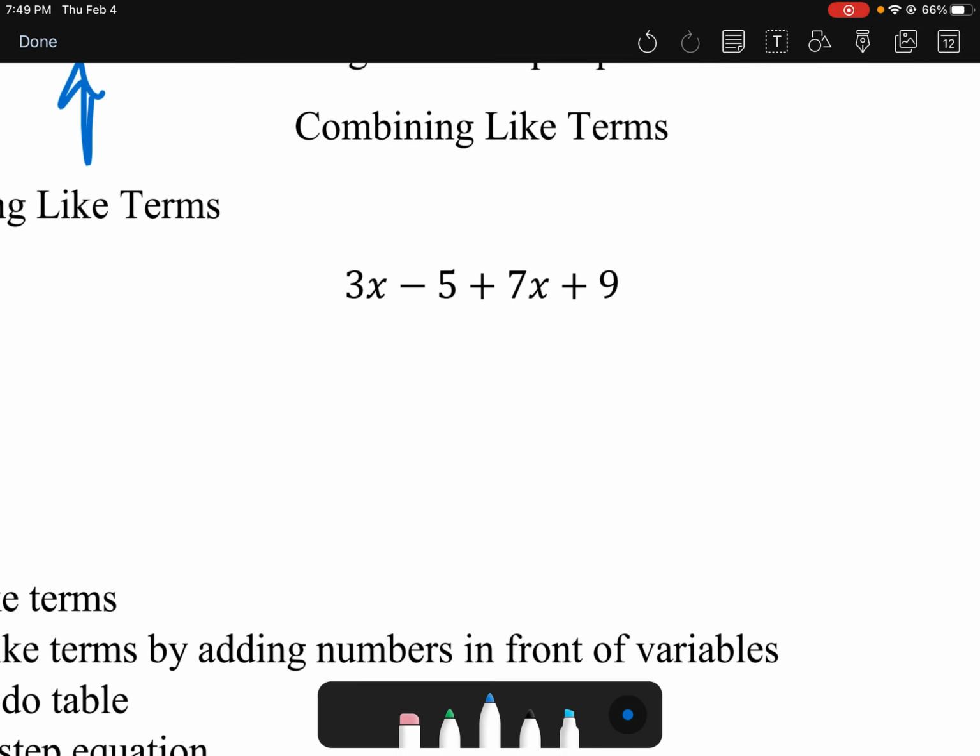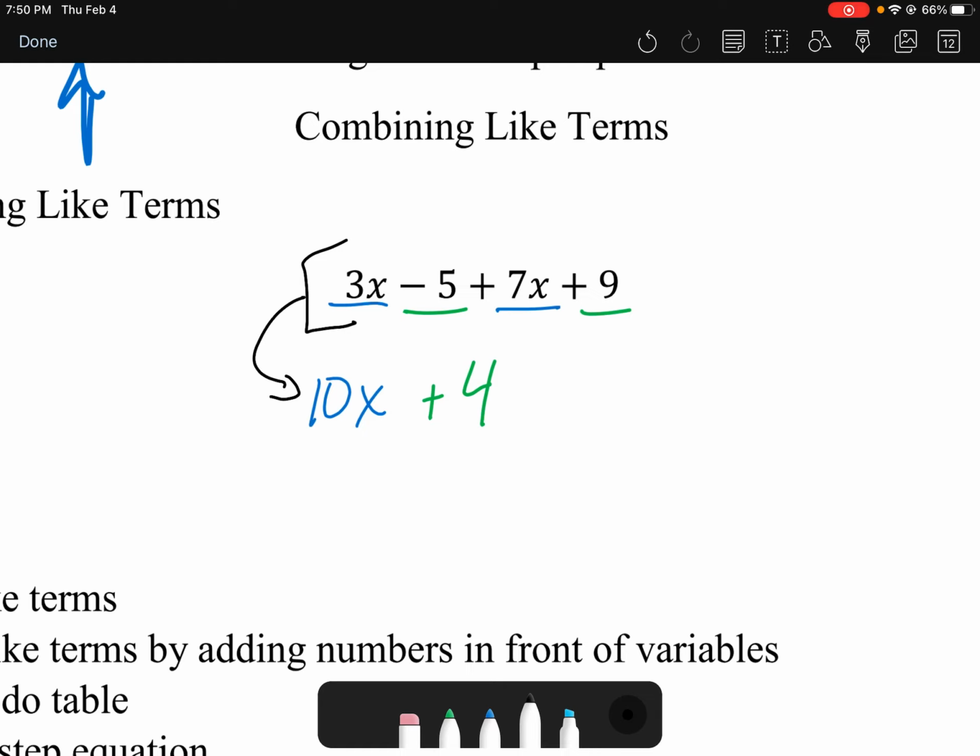So for example here, I have 3x minus 5 plus 7x plus 9. My like terms here are 3x and 7x because they both have an x with them. And then I have negative 5 and 9. So I'm going to take 3x plus 7x, add the numbers out in front, so 3 plus 7, and get 10x. And then I'm going to add the negative 5 and 9, which will give me 4. So this expression right here simplifies to 10x plus 4.